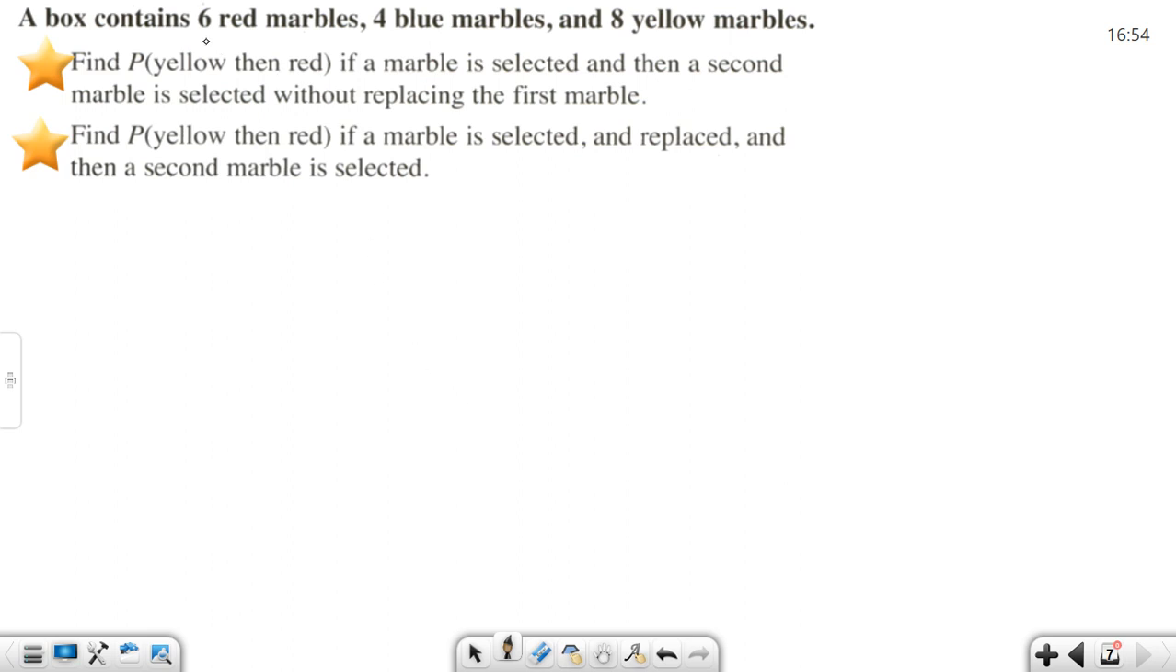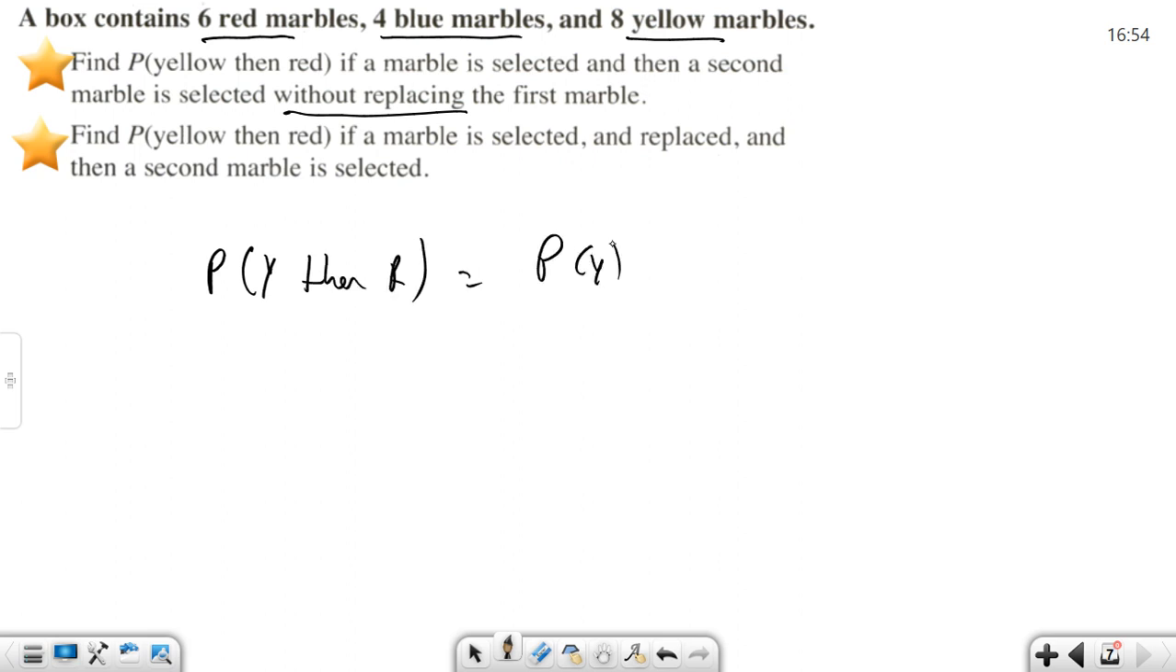A box contains 6 red marbles, 4 blue marbles, 8 yellow marbles. Find the probability of yellow, then red, if a marble is selected and then a second marble is selected without replacing. Without replacing means you are not putting the marble back. So that's the probability of yellow multiplied by the probability of red. Be careful, this is dependent because you are not replacing it.